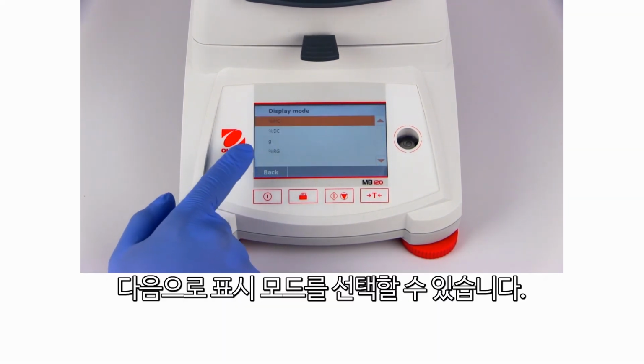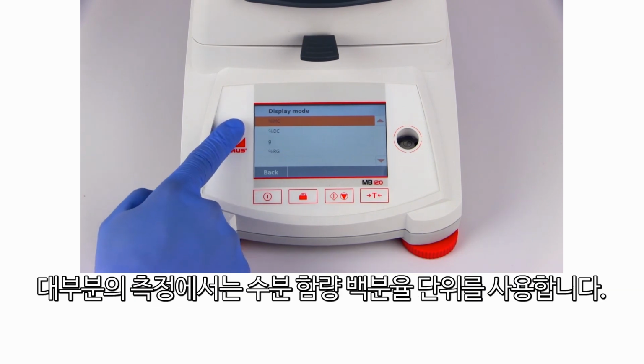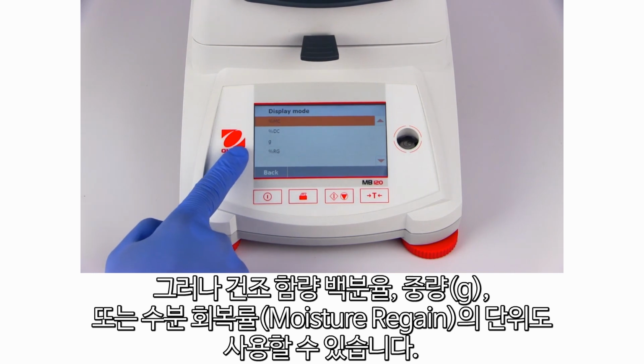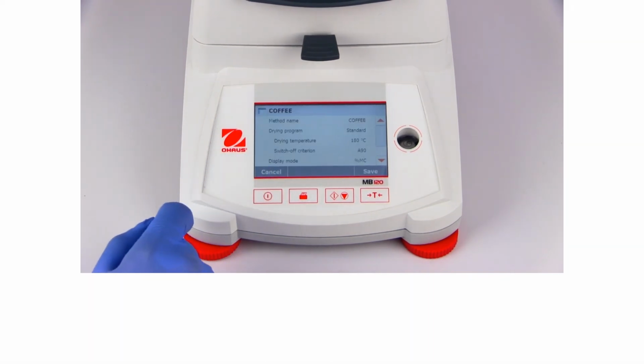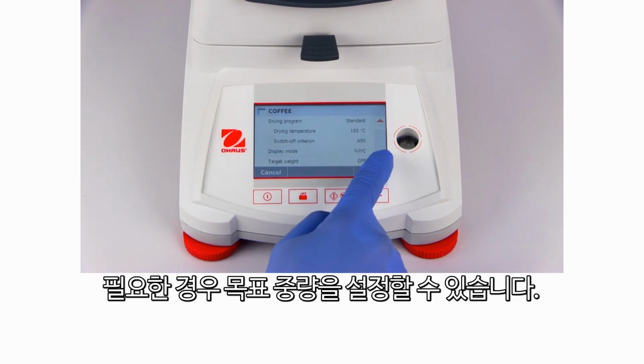Next, a display mode may be selected. Most measurements will use the percent moisture content unit of measure. However, percentage dry content, weight in grams, or percentage regain units are also available. If desired, a target weight can be set.